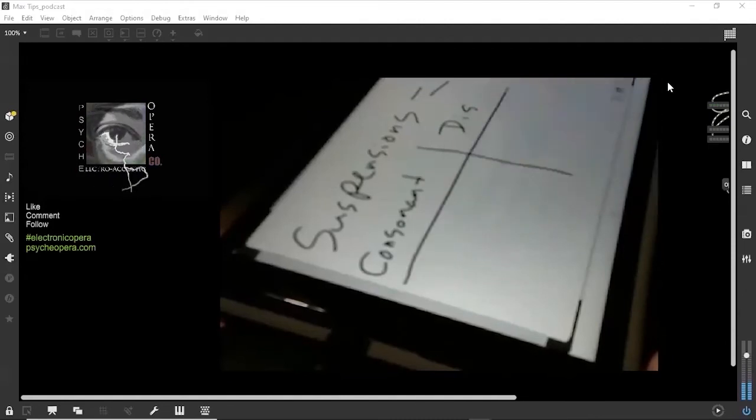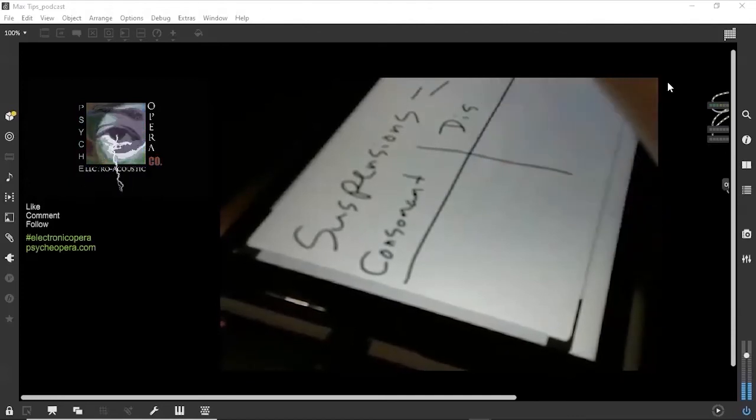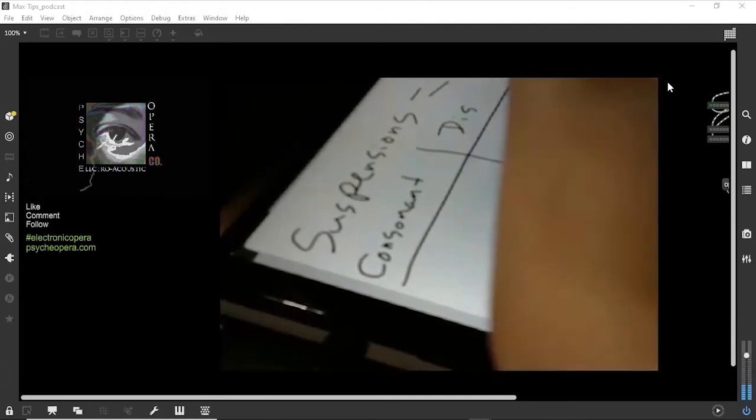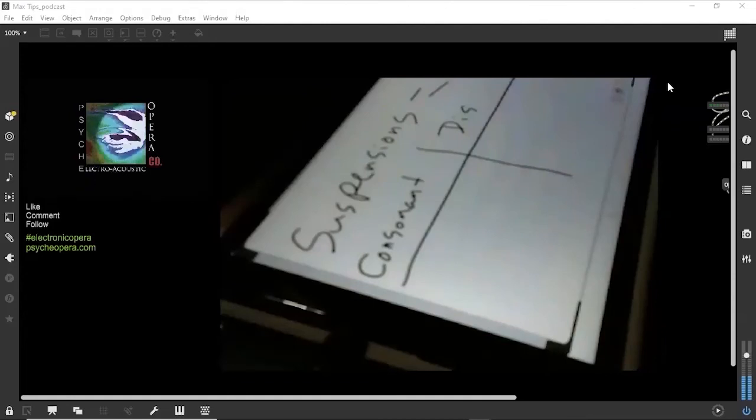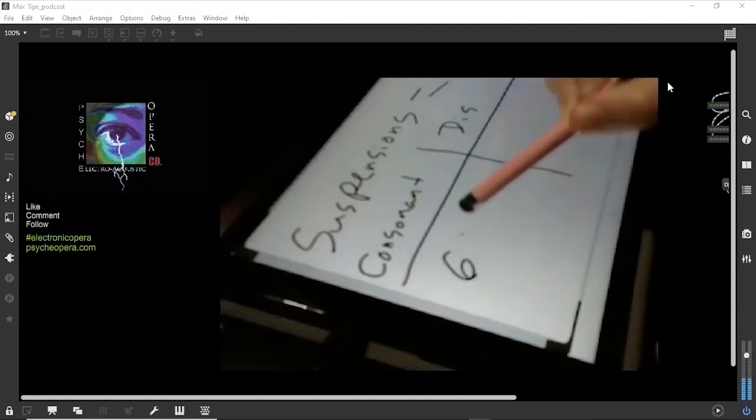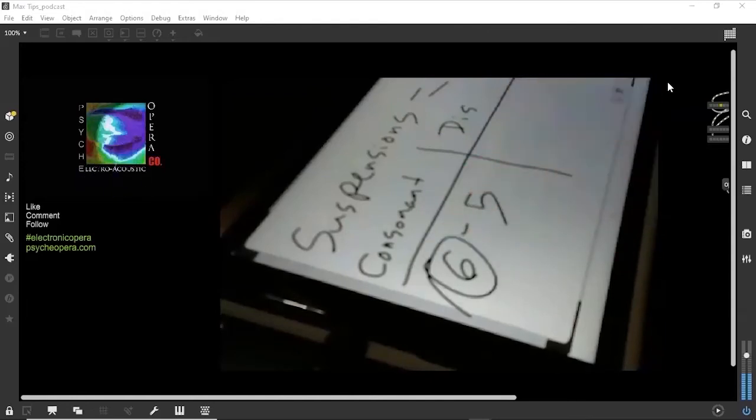All right. Consonant suspensions form a consonant interval with the bass note or root that you're measuring the suspension from. The most common type of consonant suspension is 6/5. 6 is not a chord tone, but a 6 is considered to be a consonant interval, so they consider it to be a consonant suspension.